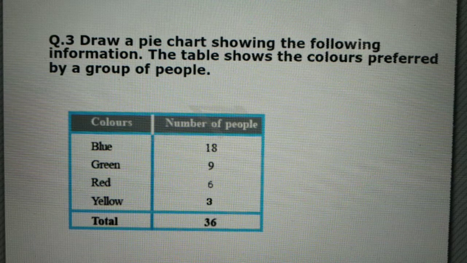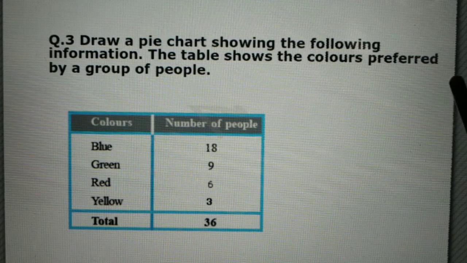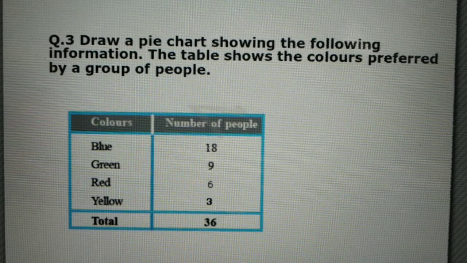Now, students, let us start with the next question of exercise 5.2, that is related to pie chart. So, the third question of exercise 5.2 is: draw a pie chart showing the following information. The table shows the color preferred by the group of people. That is, we have to draw a pie chart by the given information, and what is the information? Let us observe the table.